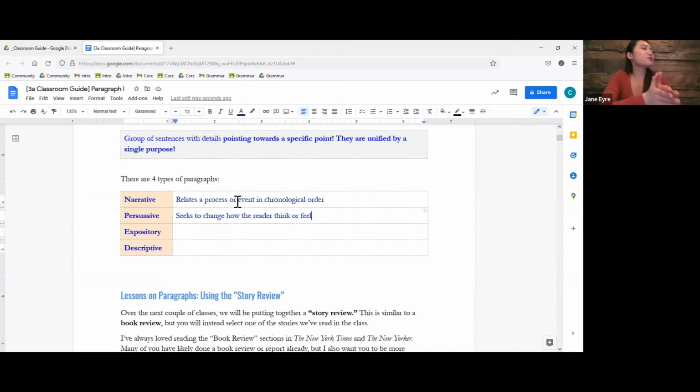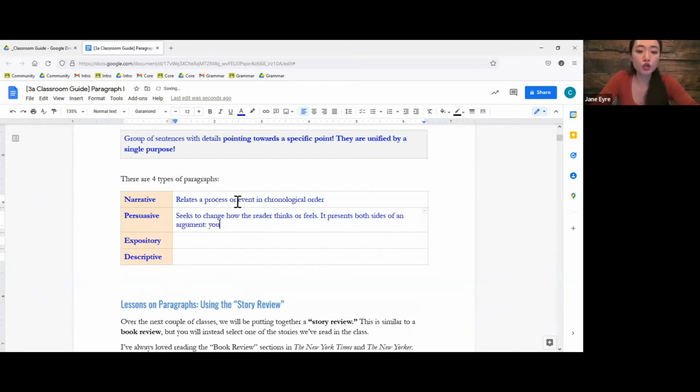All right, so persuasive paragraphs, they seek to change how the reader thinks or feels. And really importantly, it presents both sides of an argument, your opinion and the opposing view. And basically you talk about why you're right and why the opposing side is wrong. All right, so that is a persuasive paragraph.